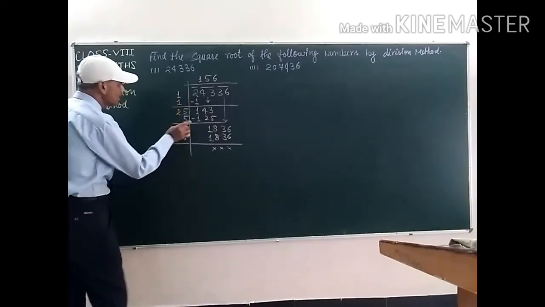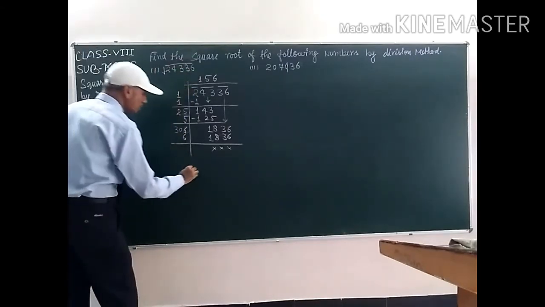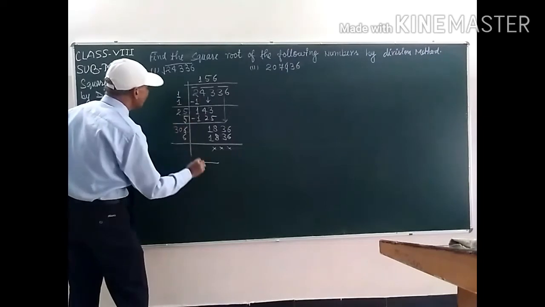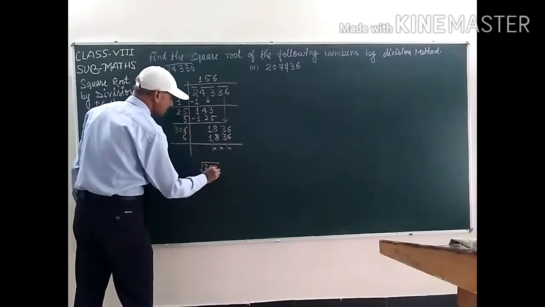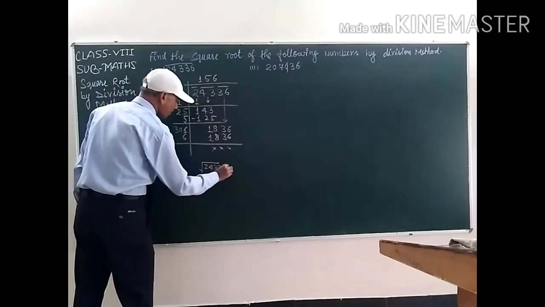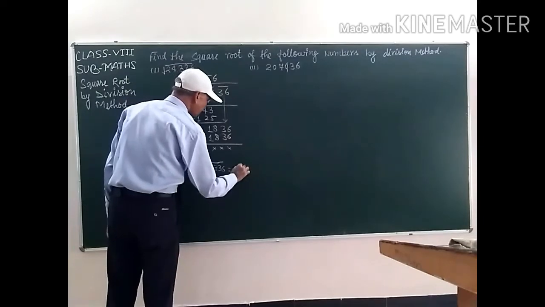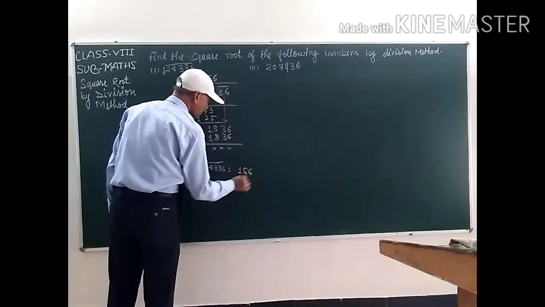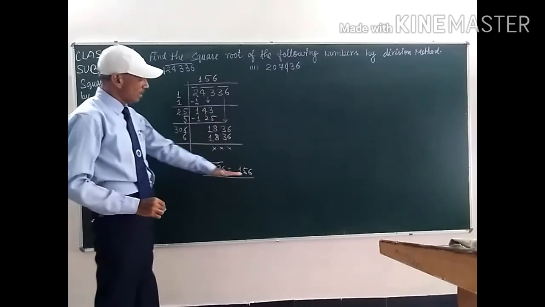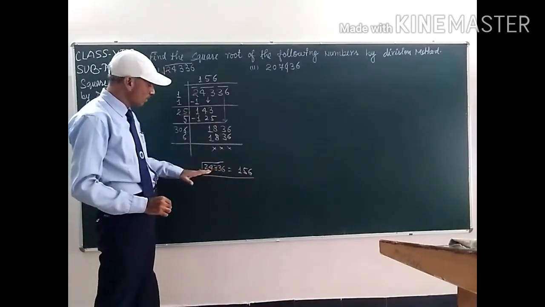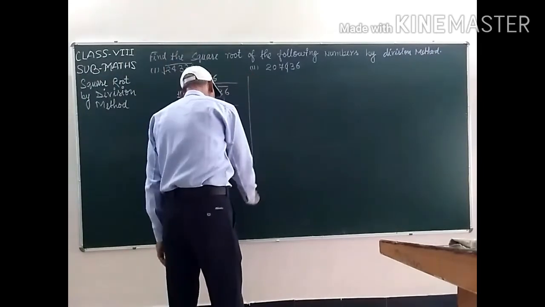So we will write this one. The square root of 24,336 is equal to 156. Okay students, this is the square root; 156 is the square root of this number. Now we will solve this second part.